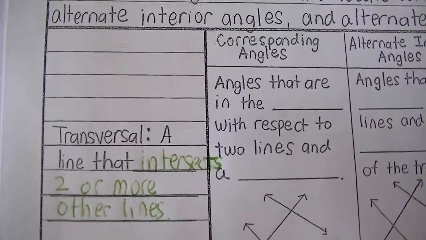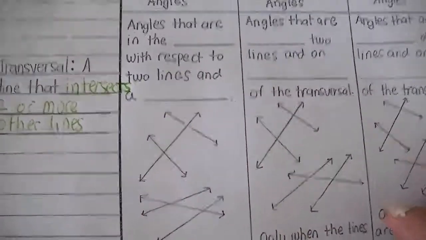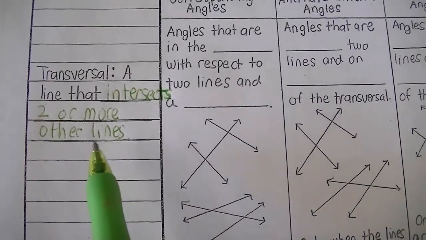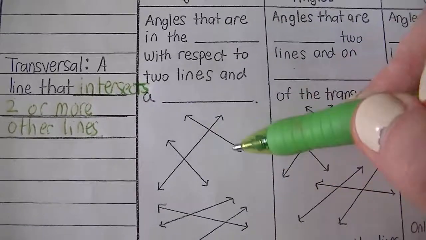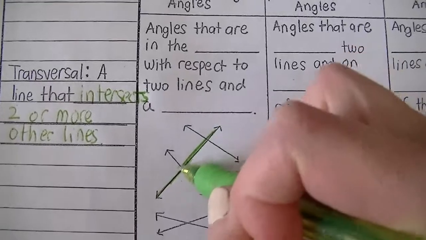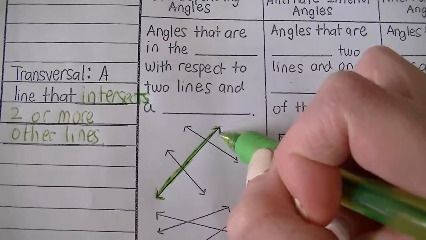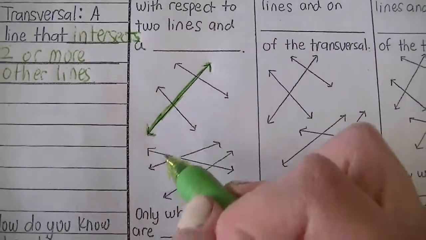Okay, so we're going to begin by identifying where the transversals are in each one of these columns. So a transversal is a line that intersects 2 or more other lines. So here's a line, here's a line. Well, here's the one that intersects it. That is the transversal. I'm going to do it in the same color that I wrote the definition of transversal in so that you will be able to distinguish it. Okay, go ahead and find the transversal here. There it is.